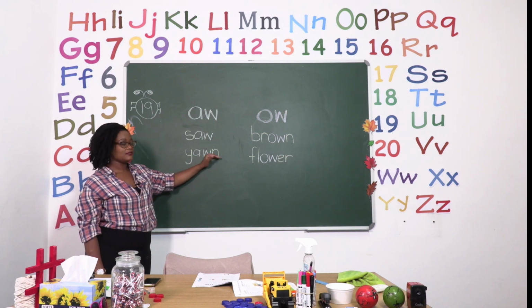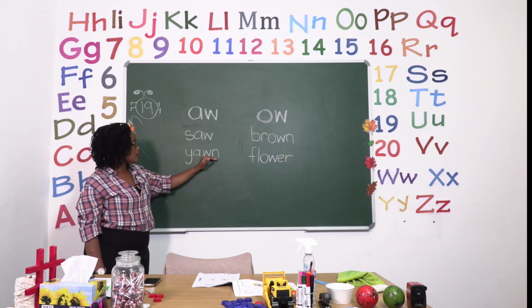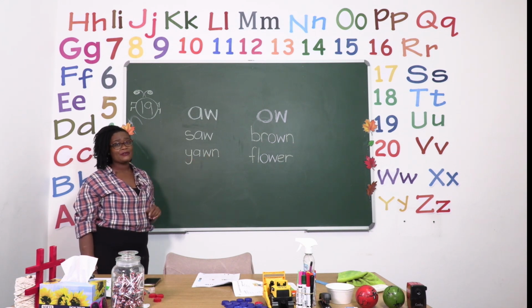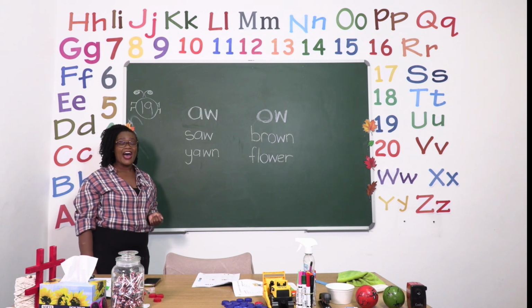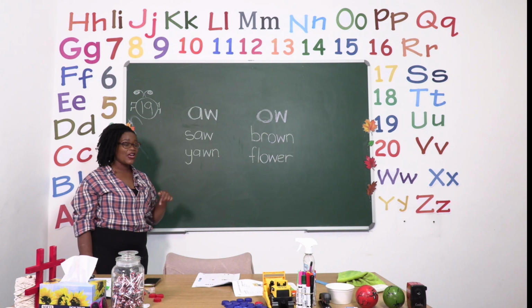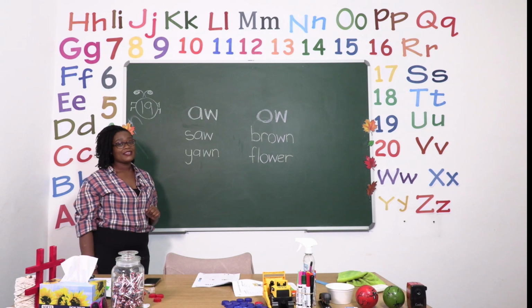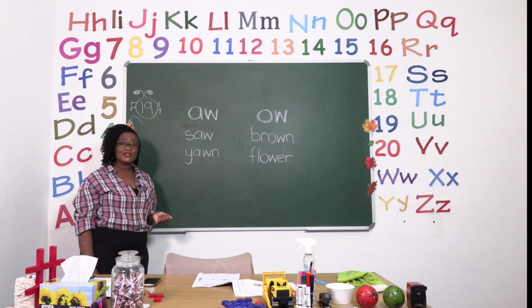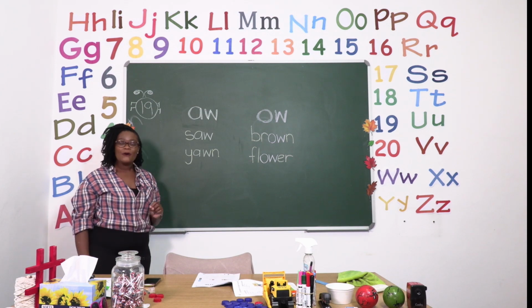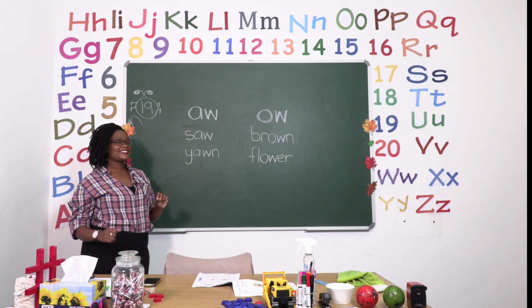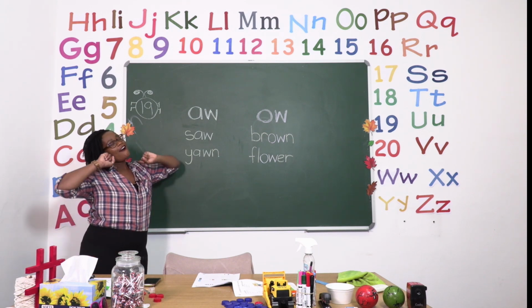Another word that has the aw sound in it is the word yawn. Now when we are very tired or sometimes bored, we have a little yawn in us. So we have a yawn and it comes out of our mouths. Sometimes we can actually yawn without noticing it. But most times when you yawn, it's your body's way of saying, hello, we're a little bit sleepy, or oh, we're really bored. So everyone, let's let out a big yawn.